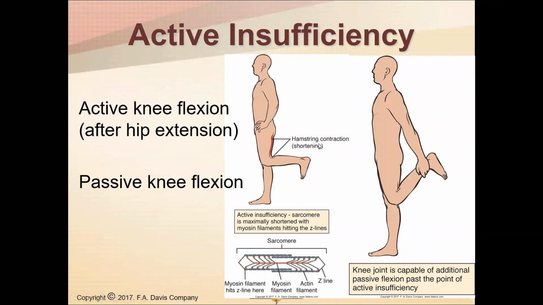So here's looking at active insufficiency, right? Active knee flexion after hip extension, and then we have passive knee flexion. So this shows how things can shorten at the sarcomere level and how everything can shorten up, right? But it also shows that we have a certain amount of active insufficiency here, where we can contract it, but we can't contract it more. But if we pull on it, it gets a little bit shorter as well. So that goes back to that original term I said, where the muscles have more passive range of motion than active range of motion. We tend to not fully contract as far as we possibly can.